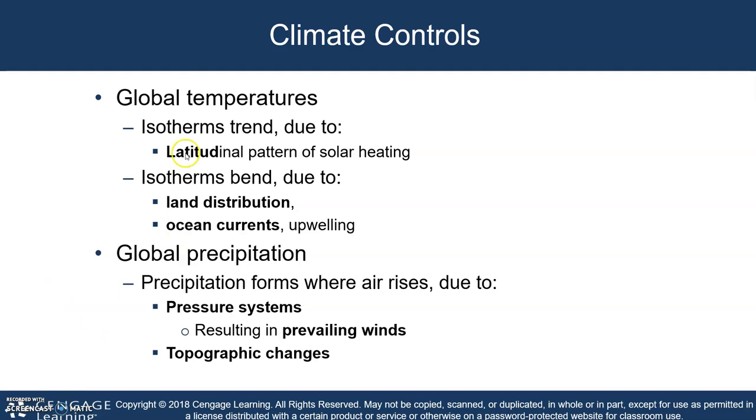So let's go back over this a bit more. When we look at temperatures globally, we'll be looking at longitudinal patterns for solar heating. We'll also be looking at where our isotherms bend in relation to the distribution of land and ocean and the impact of ocean currents. When we are talking about global precipitation, that's where air rises. And air can rise as a result of pressure systems or as a result of topographical changes. We've been studying what forces air to rise, and we know that when air rises, it undergoes expansional cooling and condensation, and that's where we find the precipitation. Let's go into that a little bit more succinctly and visually.